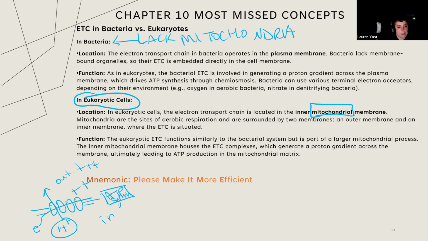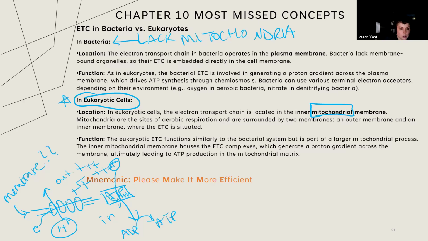Create our gradient here. Remember, our gradient is called the proton motive force. This is really not my best artwork, but these protons are going to move back in and allow us to change ADP into ATP. So just drawing this all out so that we can visualize it one more time. This all happens on a membrane. But where is that membrane?